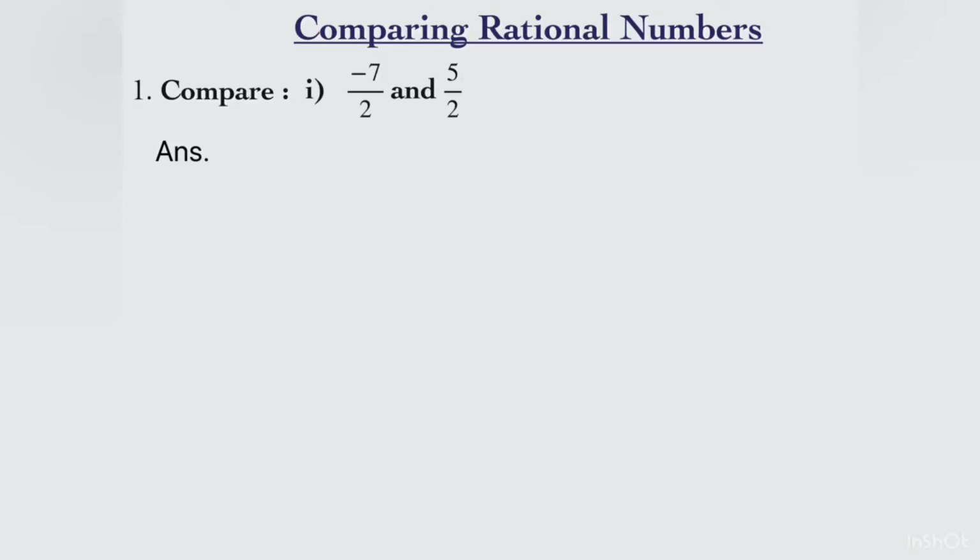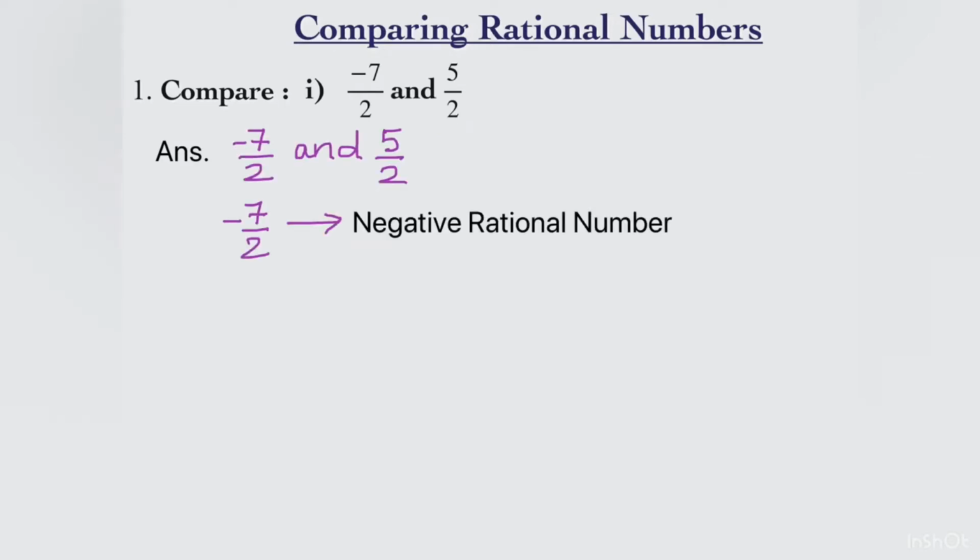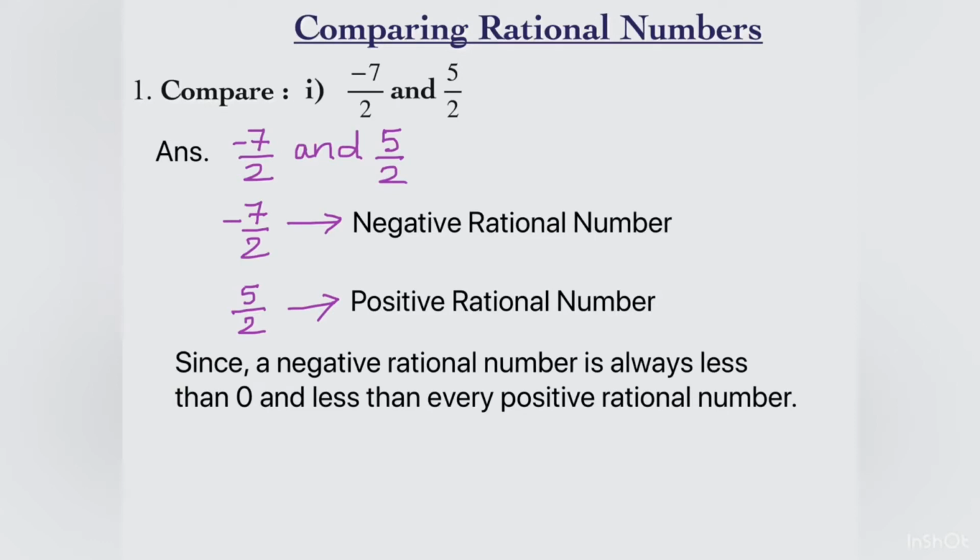Let us now look at few questions. Compare minus 7 by 2 and 5 by 2. In this question, minus 7 by 2 is a negative rational number and 5 by 2 is a positive rational number. Since a negative rational number is always less than 0 and less than every positive rational number, therefore minus 7 by 2 is less than 5 by 2.